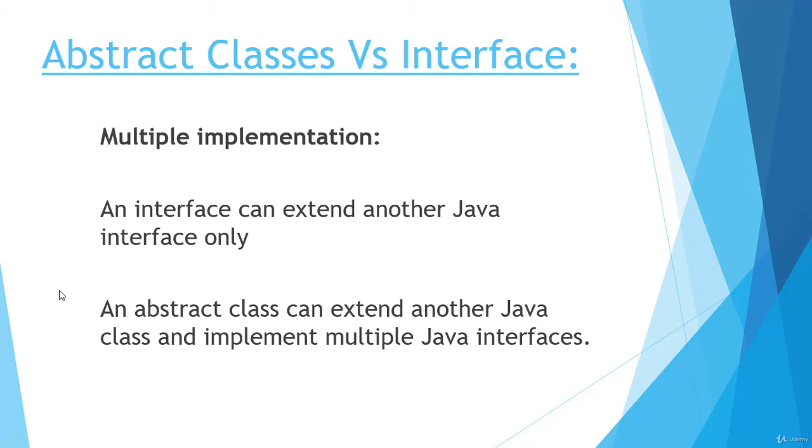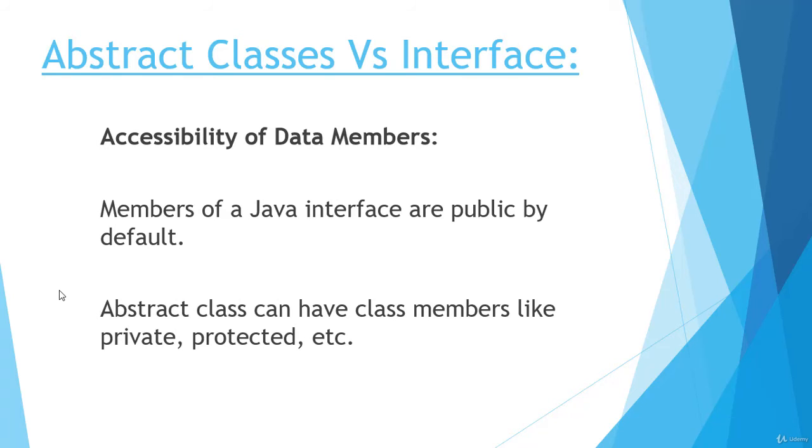And next we have the multiple implementation. An interface can extend another interface only. For example, interface cannot extend a class. Interface can only extend the interface. And an abstract class can extend another Java class and implement multiple Java interfaces. So this is the biggest functionality of the abstract class, that you can extend another Java class, and as well as you can also implement multiple interfaces in Java.